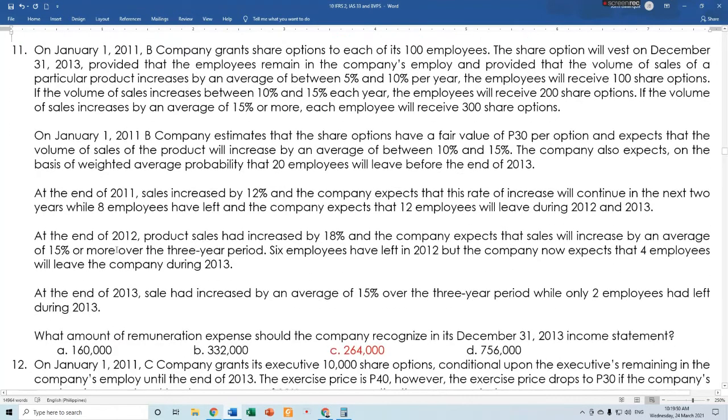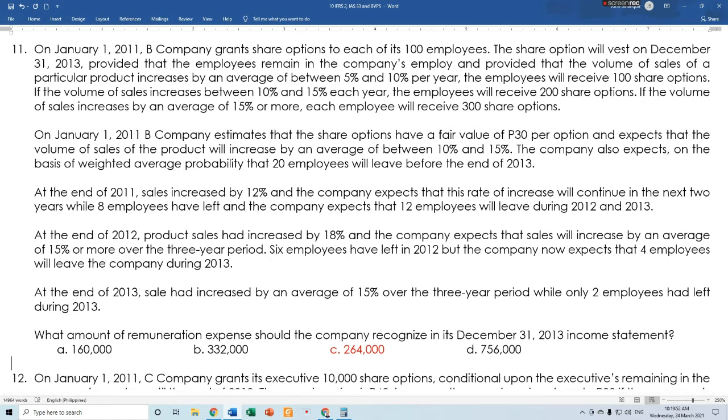Okay, we go to 11. Medyo mahaba-haba to. Mahaba yung kwento niya. So, on January 1, 2011, B Company grants share options to each of its 100 employees. The share options will vest on December 31, 2013, so that's 3 years, provided that the employees remain in the company's employ and provided that the volume of sales of a particular product increase by an average of between 5% and 10% per year, then the employees will receive 100 share options.